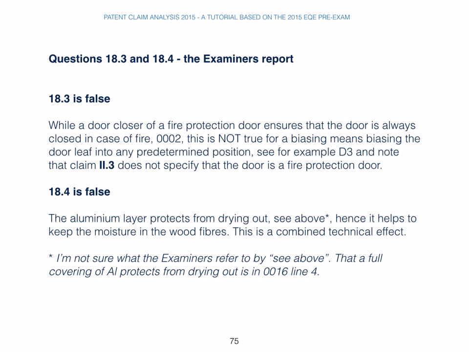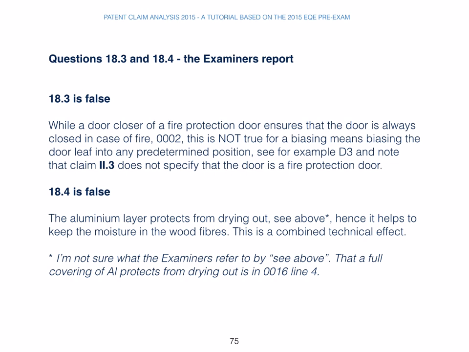Claim 2.3 biases the door into any predetermined position, so the technical effect of the biasing means of claim 2.3 is therefore not to ensure that the door is always closed in case of fire. The examiners continue. 18.4 is false. The aluminium layer protects from drying out. The examiners say see above. Hence, it helps to keep the moisture in the wood fibers.